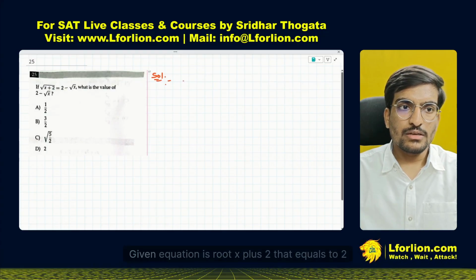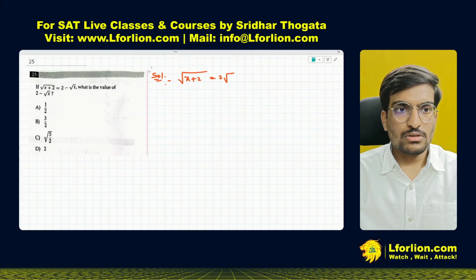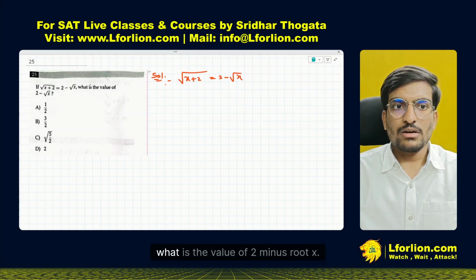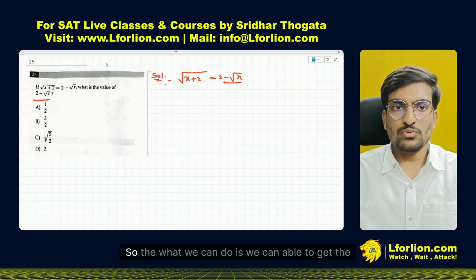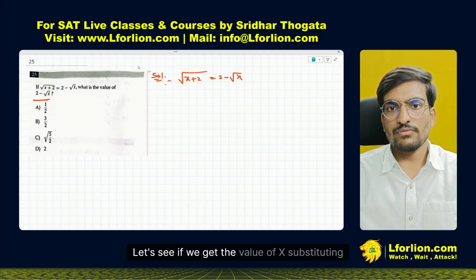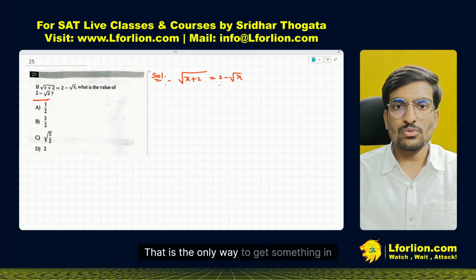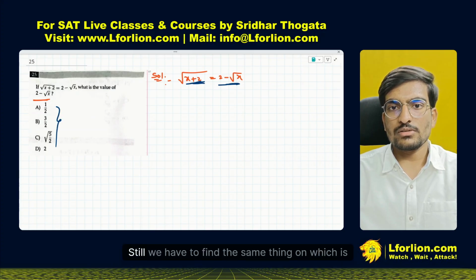Question 25. The given equation is root x plus 2 equals 2 minus root x. What is the value of 2 minus root x? So this 2 minus root x we need to find. What we can do is get the value of x. If we get the value of x, substituting it, we get the answer. That is the only way to get something numerical, because here things are not numerical. Still we have to find the same thing which is given on the LHS.